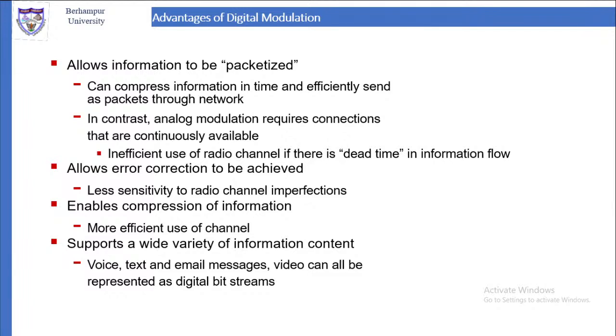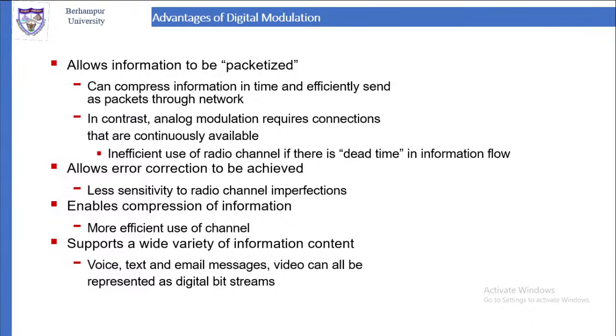Again, this allows error correction to be achieved. Digital error correction is much easier compared to analog error correction. By the process of digitization, most of the error and most of the noise is eliminated. So digital signals are less sensitive to radio channel imperfections. Digital signals also enable compression of information. We just discussed it. Since information can be compressed, the channel can be used more efficiently. So more efficient use of the channel is possible using digital modulation.